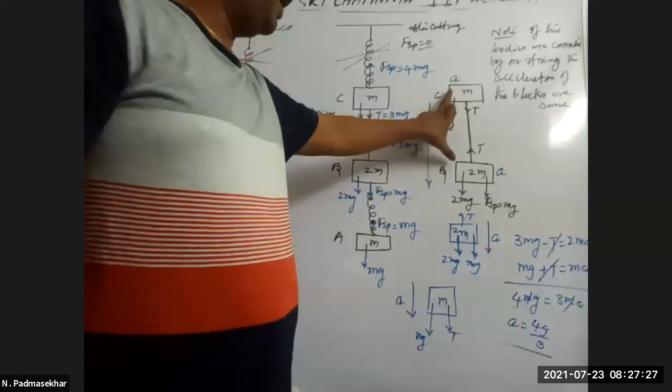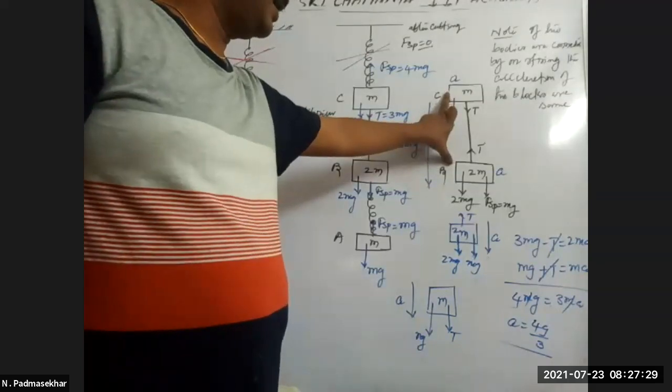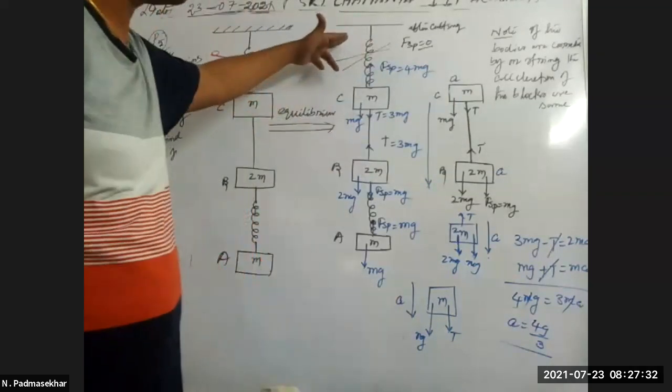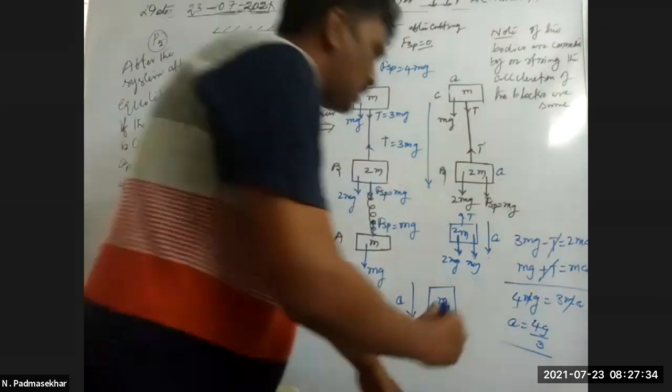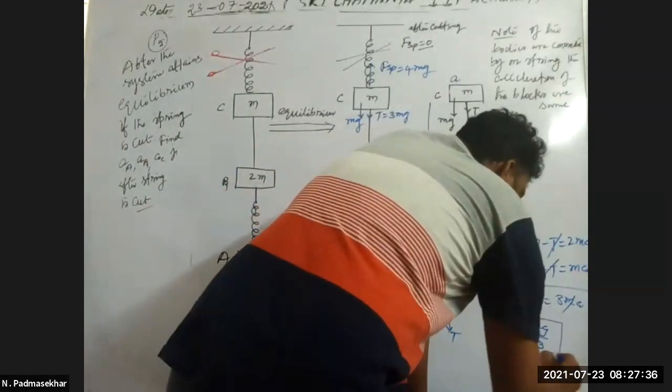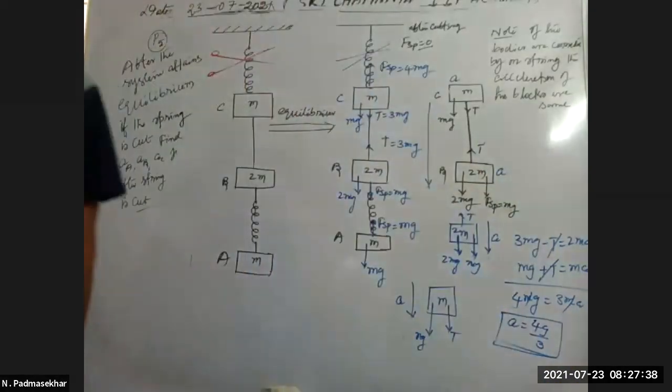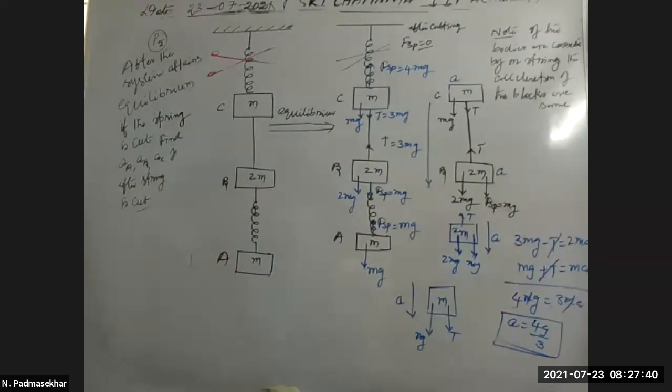So these two blocks move with the same acceleration. Once the string is cut here, the two blocks move with the same acceleration. So what is the acceleration? 4g by 3. Same acceleration, that is 4g by 3.